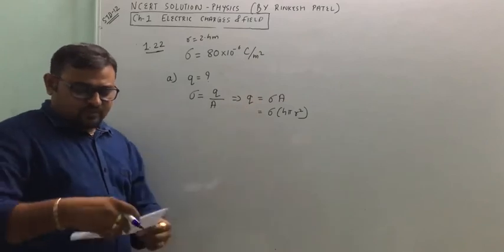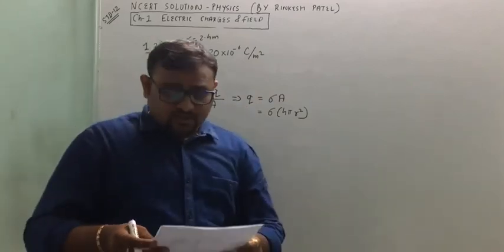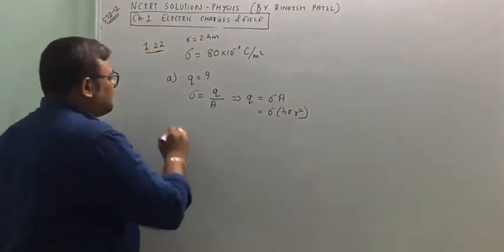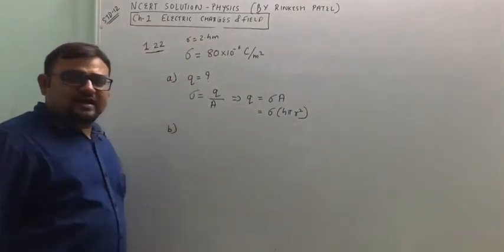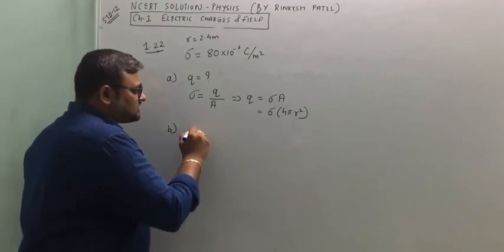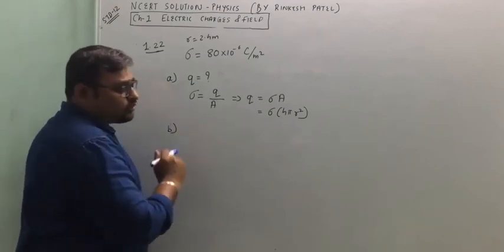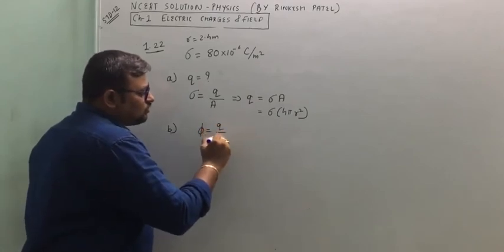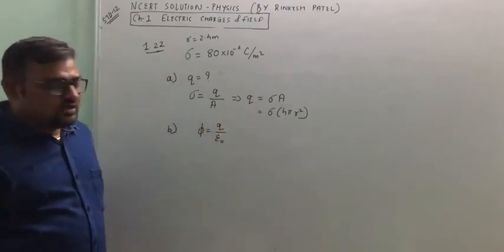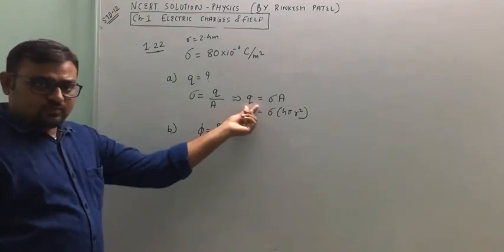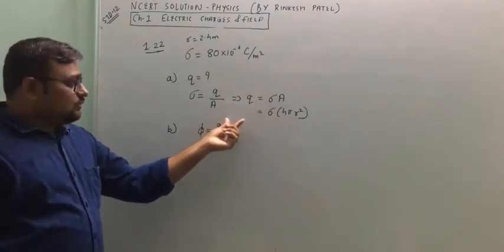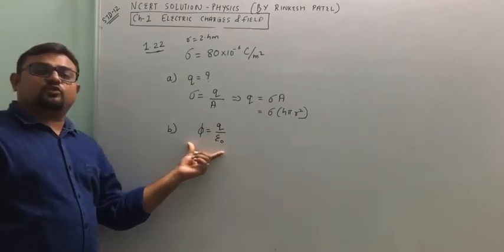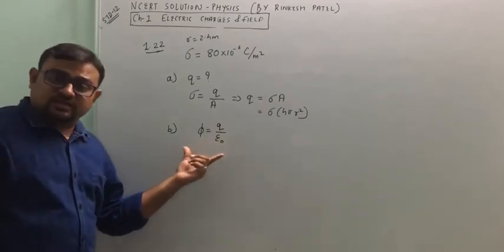Now part B. What is the total electric flux leaving the surface of the sphere? If I take the total charge Q, and I am to find out the total flux, the flux is equal to Q by epsilon 0. Find out the charge Q, we have already found it in part A. Put that value and the value of epsilon 0. You will get the answer for the total flux passing outside the sphere.